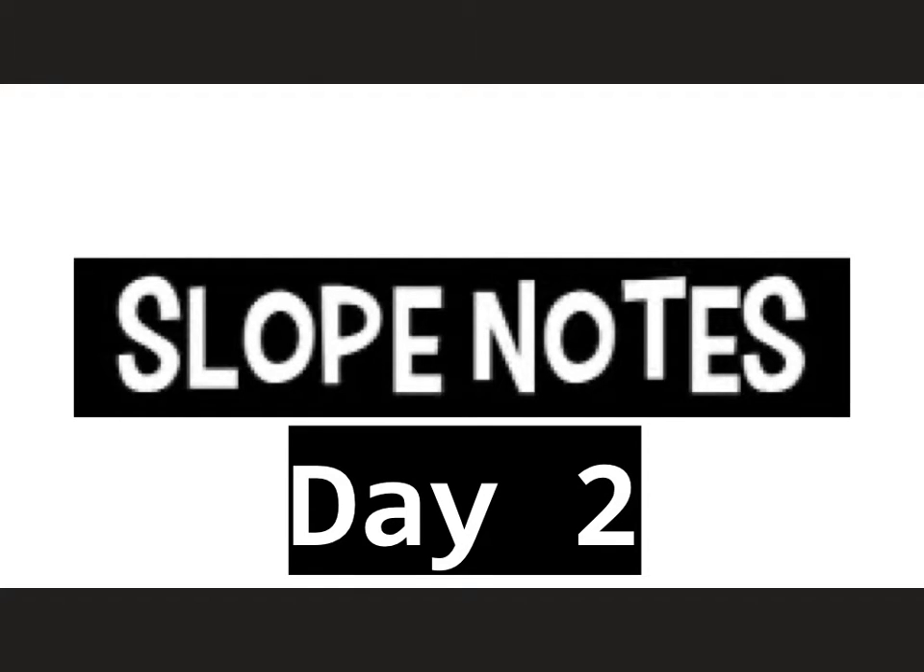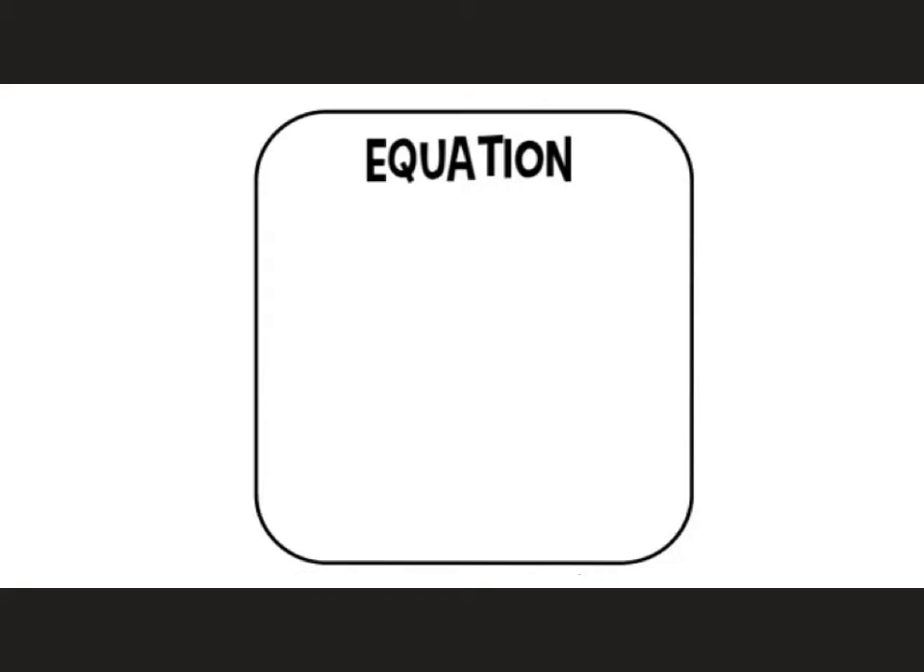All right there, ladies and gentlemen, today we're going to be looking at slope again. We're going to look at it in a different light. Yesterday we talked about finding slope in a table and 2 points, which was very similar. Today we're switching it up a little bit. We're going to look at equations.